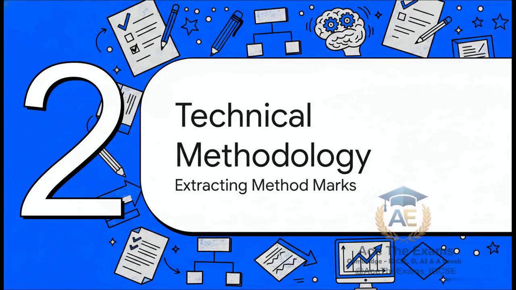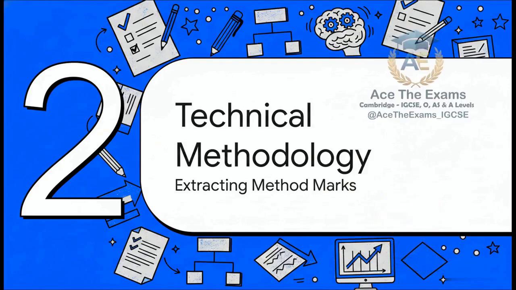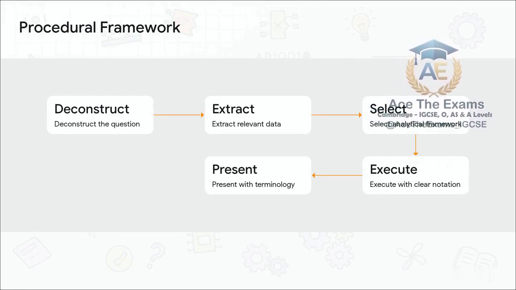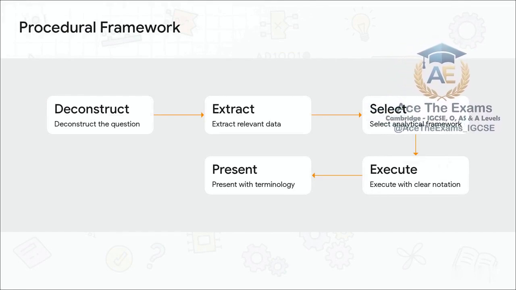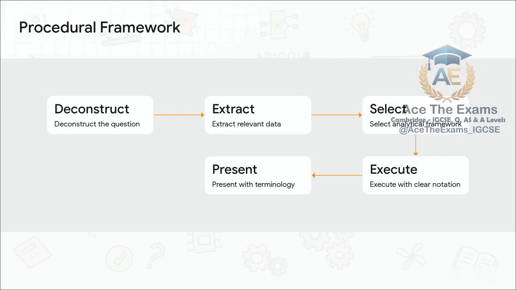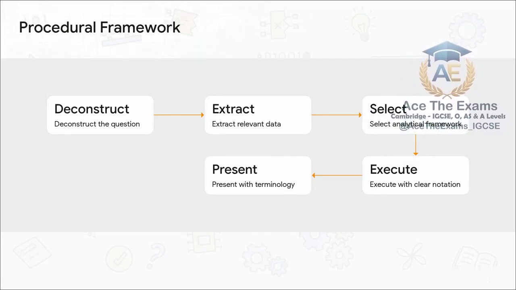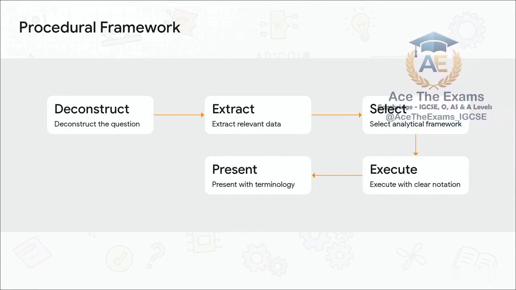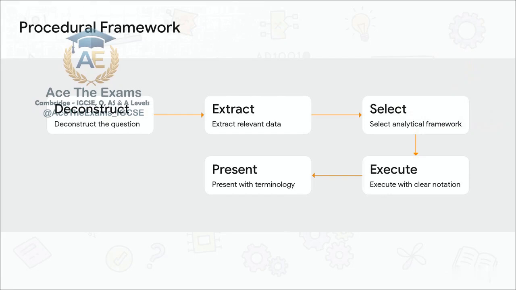Moving right along to Section 2, Technical Methodology, let's look at how we actually extract those method marks. Knowing the theory is honestly only half the battle. Now we need a reliable procedural framework to actually extract those marks from the paper and turn your knowledge into undeniable grade-boosting points. Here is your 5-step procedural framework for tackling any complex question on special purpose registers.